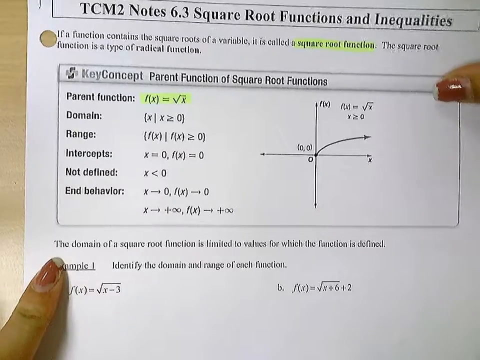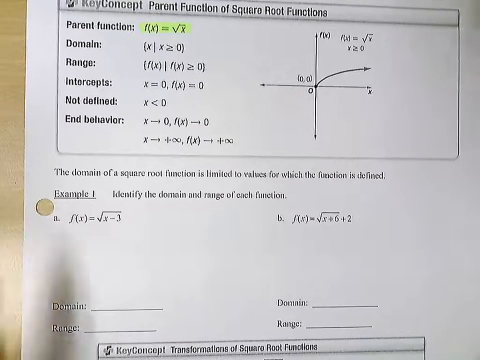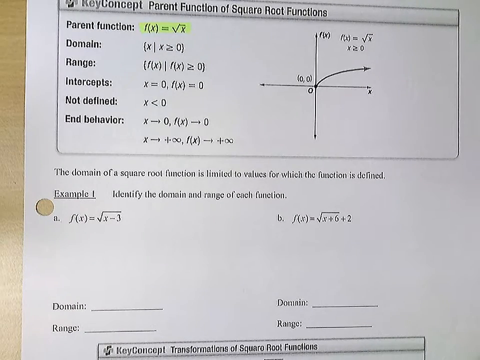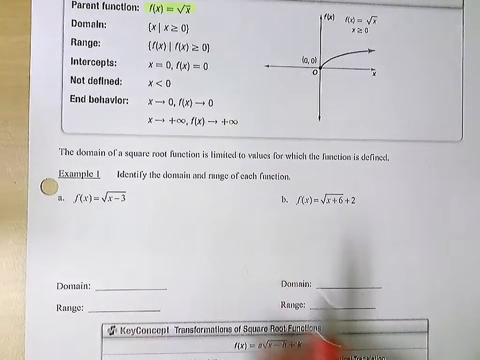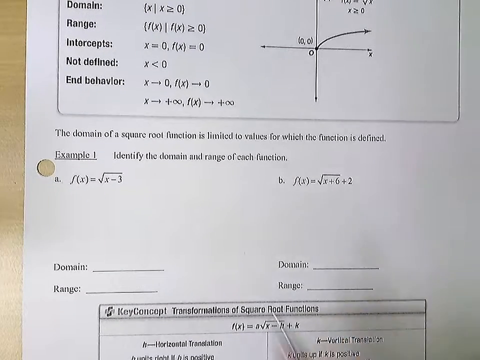So first thing I want to do is find the domain. We're going to practice finding the domain and range of these radical functions. So the domain of a square root function is limited to values for which the function is defined, meaning whatever's in your radical symbol has to be greater than or equal to 0. So finding domain and range of each of these functions.